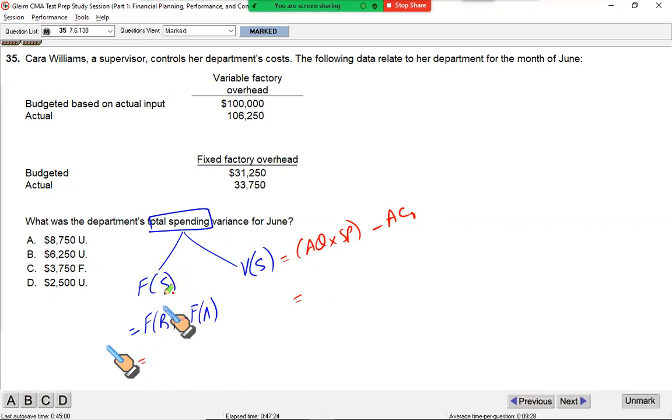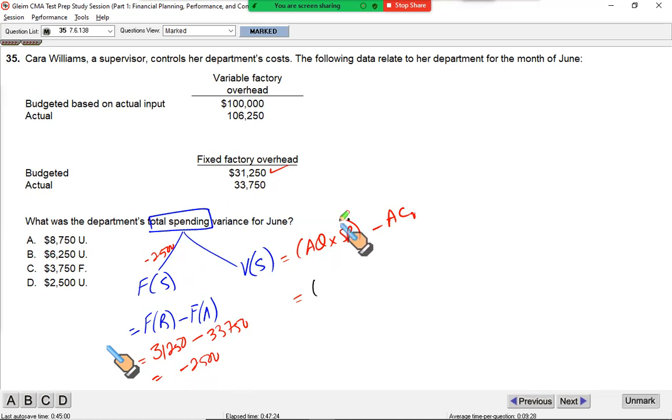Fixed spending variance, fixed budget, it is given. Fixed budget is 31,250. Fixed actual, it is 33,750. Our budget was less, actual expense were more, so it is an adverse variance. 31,250 less 33,750. It is 2,500 adverse. So your fixed spending is 2,500 adverse. Let us do this for variable spending.